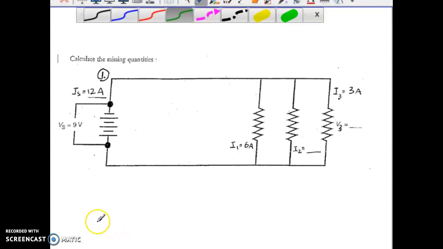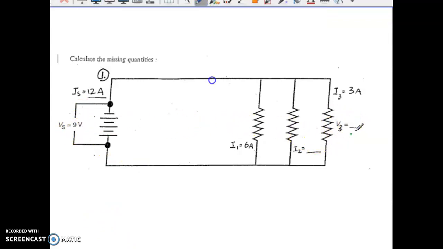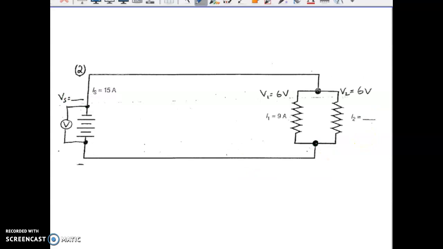Okay, so for your voltage, because this is in parallel, that means that this one here that we're solving for is also 9 volts. We have current, so the total is 12 amps. So we have 6 and 3. That means our other current must also be 3, so that way it adds up to 12. Okay, pause this video, give this one a try. You're looking for VS and one of the currents.